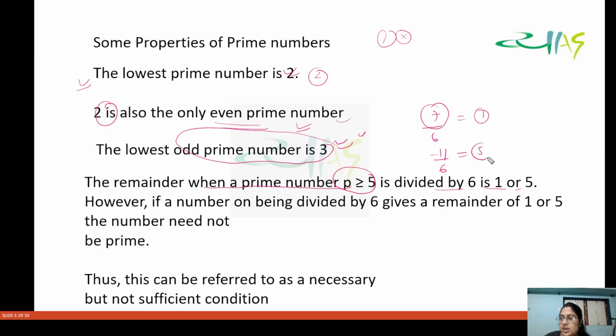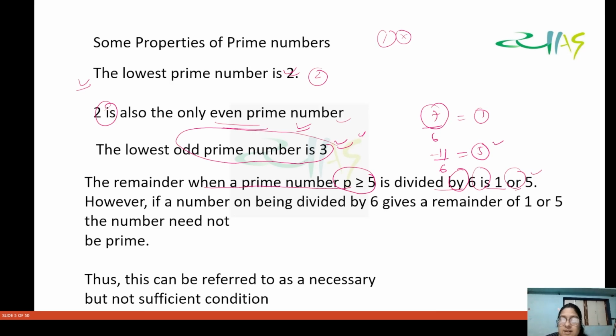What is the remainder? You are going to get 5. So see, we get one way to check whether any number is prime or not. That is, divide that number by 6, and if you get the remainder 1 or 5, then there is a possibility that it is a prime number.